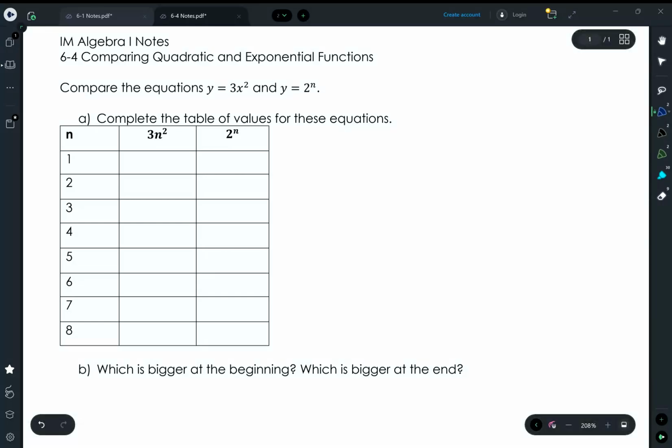Hello class, these are our notes for section 6.4. Today we are comparing quadratic and exponential functions.